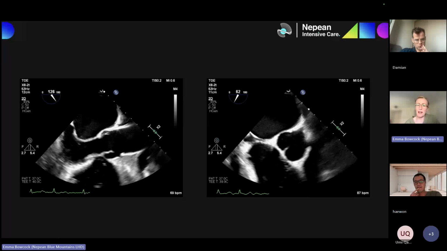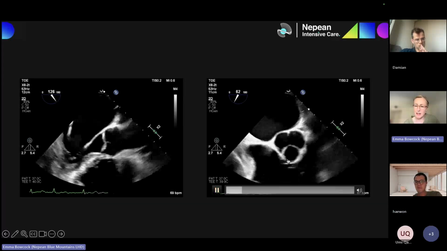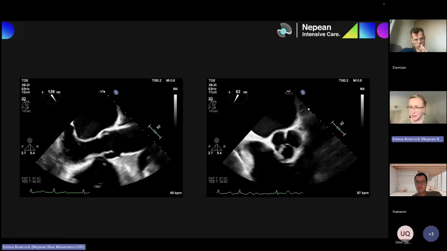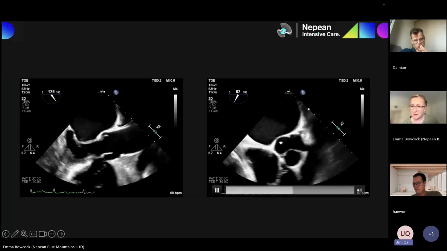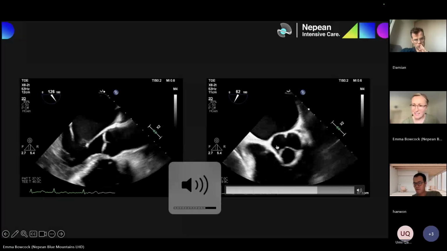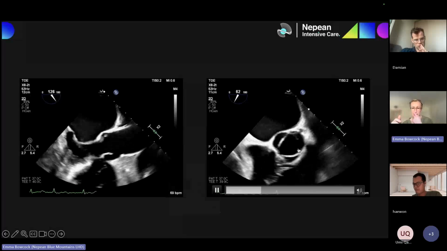And usually we would drop biplane through, and then you can sort of get it in real time. But again, what's this cusp here where I've got my pointer? Left. No, that's the non because it's next to the interatrial septum. Yeah, very nice. So again, it's sort of flipped round, isn't it?